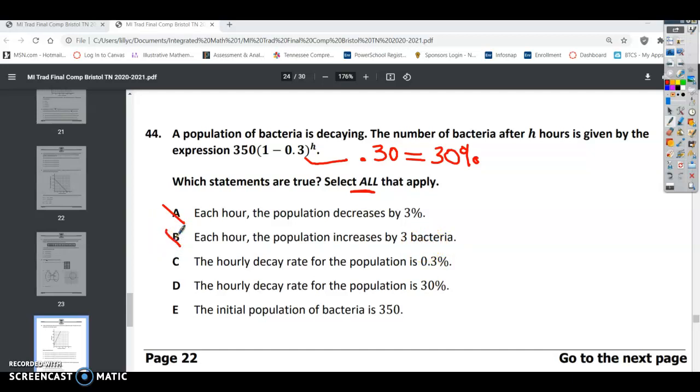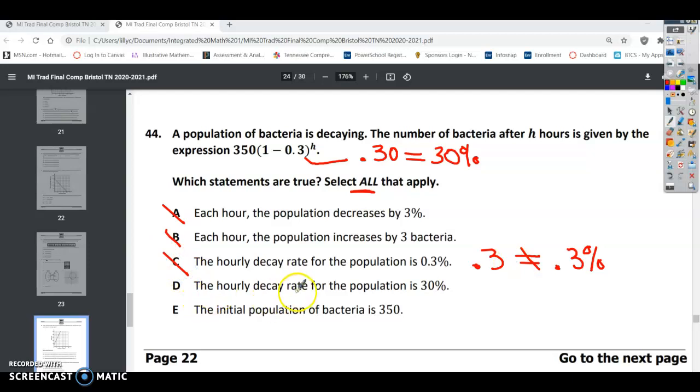All right, C, the hourly decay rate for the population is 0.3%. So 0.3 is not equal to 0.3%, because decimals have to be moved 2 decimal places. So this one is not correct either.